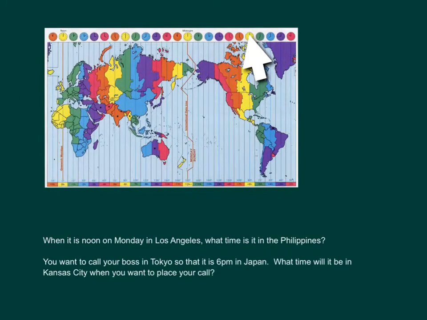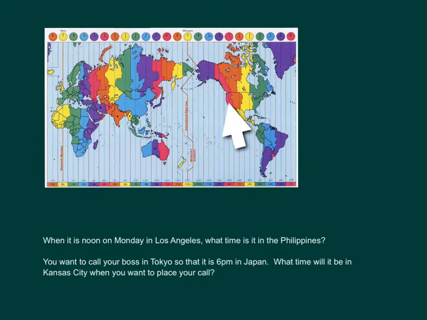So let's try another practice. When it's noon on Monday in Los Angeles, what time is it in the Philippines? So we have to locate again Los Angeles. It's here in this pink time zone, and noon on Monday. So I'm going to be heading to the Philippines, and noticing that the Philippines again are these little blue islands over here in monsoon Asia. Going to be attempting to get to this blue clock.